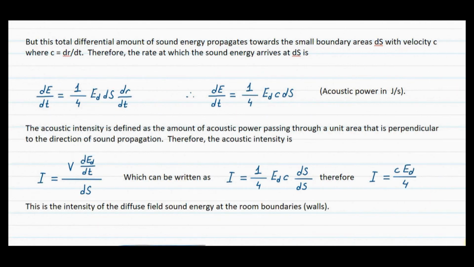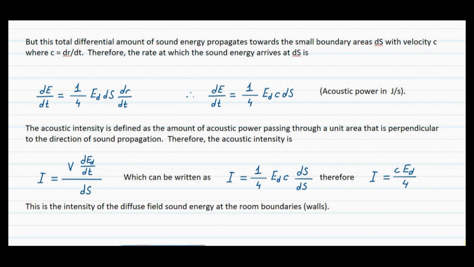But this total differential amount of sound energy propagates towards the small boundary area ds with velocity c, where c is equal to dr over dt. Therefore, the rate at which the sound energy arrives at ds is given by dE over dt equals 1 over 4 times E sub d times ds times dr over dt, which is the acoustic power in joules per second.